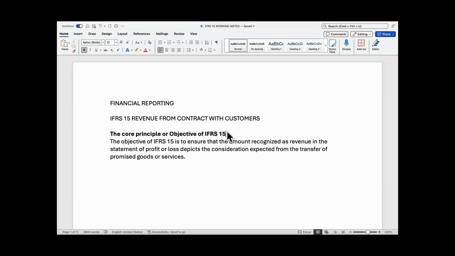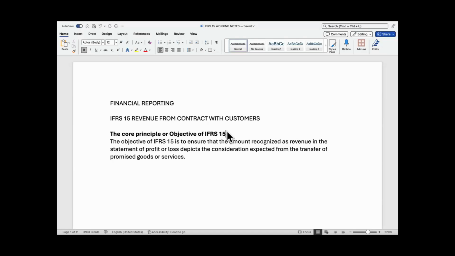Gone are the days where you will collect money and you haven't done the work or you have not delivered the goods and you still go ahead and recognize revenue. That does not work anymore. This standard frowns against that. Before you can recognize revenue in P&L, you must have delivered the service.